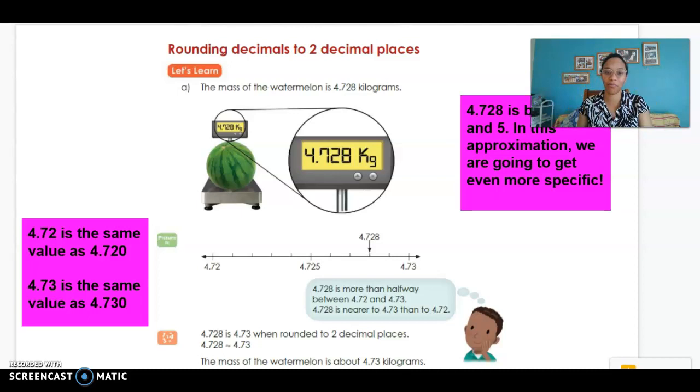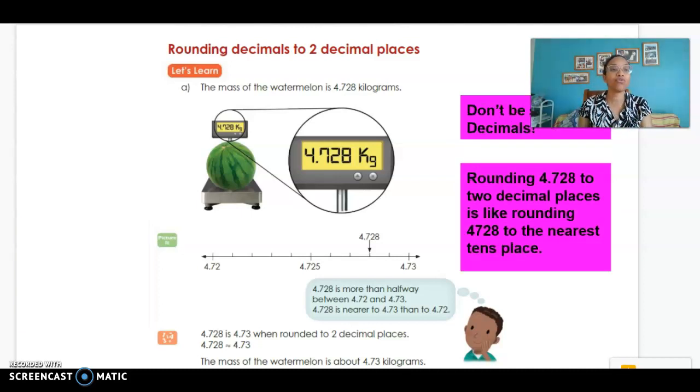Let's look in our thought bubble. 4.728 is more than halfway between 4.72 and 4.73. 4.728 is nearer to 4.73 than 4.72. Okay, so we see how we can round this. I want to give you just one more way to think about this. I don't want you to be scared of decimals. We have done this same type of thinking with whole numbers.